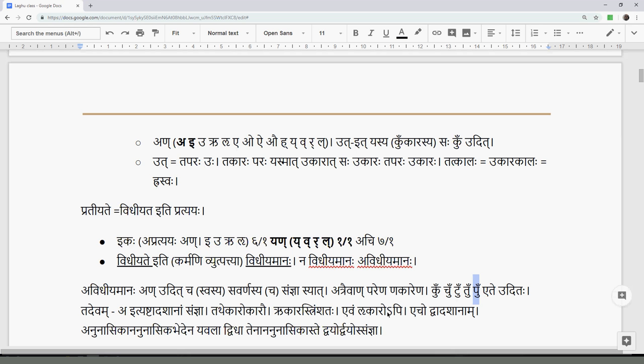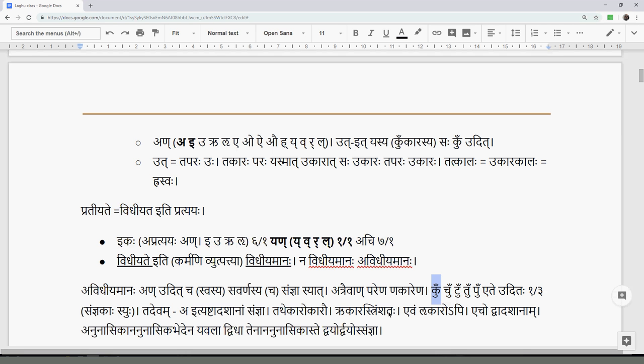I'll take a few more minutes. I'll finish this sutra. Ku chu tu tu pu ete uditaha. All these are uditaha. Uditaha sanyaha syuhu. So you can say uditaha sanyaha syuhu. Sanya, sanyakaha, sanyakaha syuhu. So there will be what? Sanyaka syuhu. All these are what? Udit sanya. We will get udit sanya. And by udit sanya, what do you get?